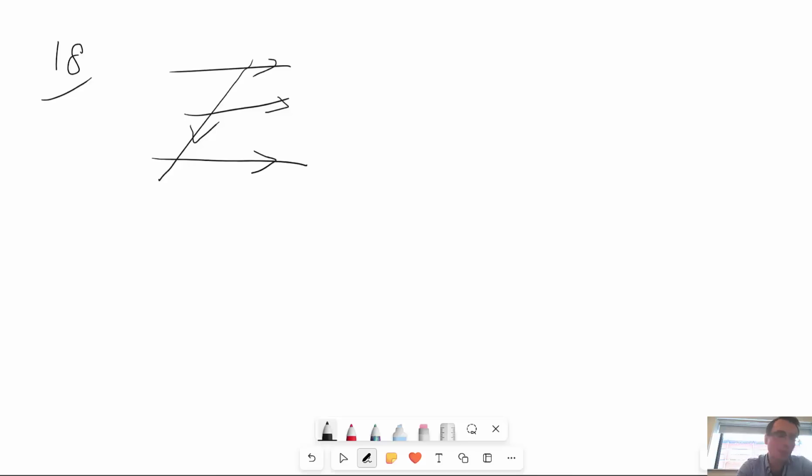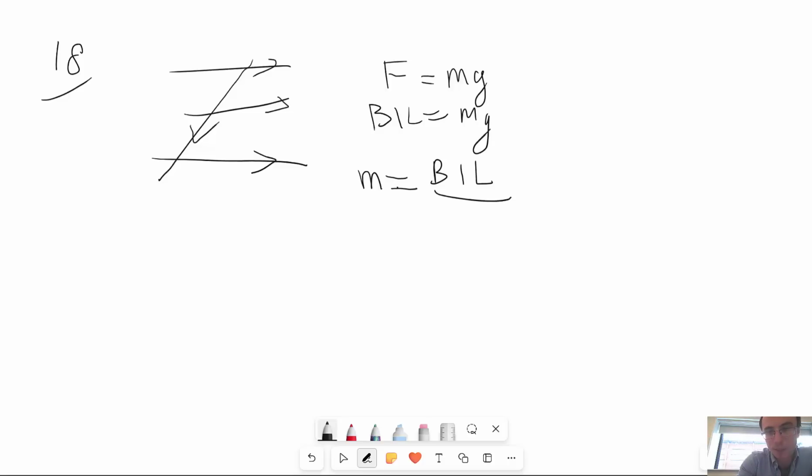Question 18, fairly standard experiment, but we have a wire which is floating in a magnetic field. So the word floating means that the magnetic force is going to be balancing the gravitational weight, mg. So we're going to get BIL is equal to mg. Then we can just simply rearrange for m, and we're going to get that m will be equal to BIL divided by g.